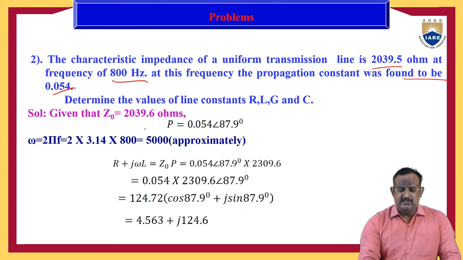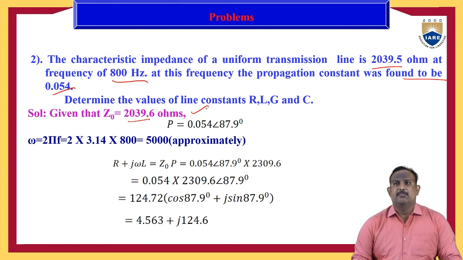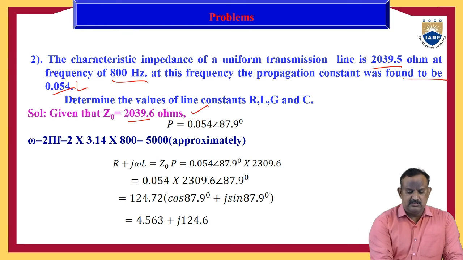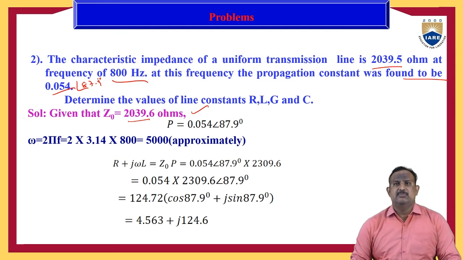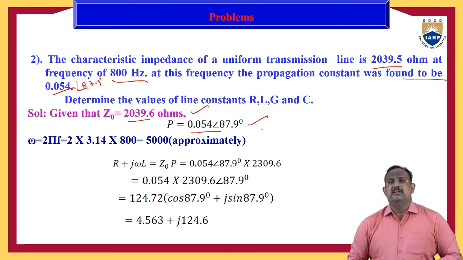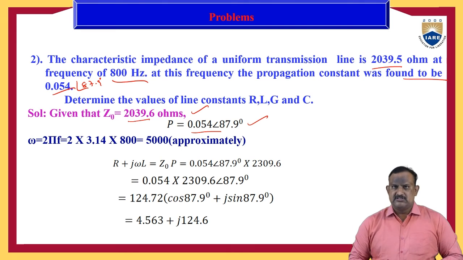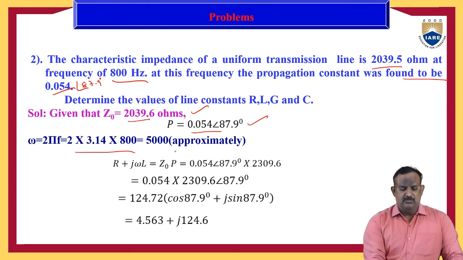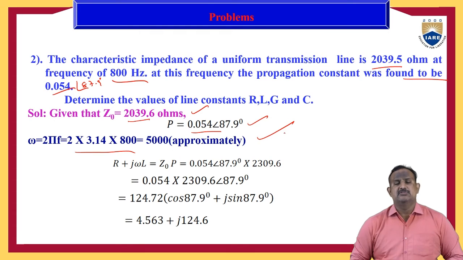Here the characteristic impedance Z0 is given as 2039.6, and the propagation constant P is given as 0.054 with an angle of 87.9 degrees. First of all, we need to find the angular frequency omega. The angular frequency omega is equal to 2 pi f, which is approximately 5000.